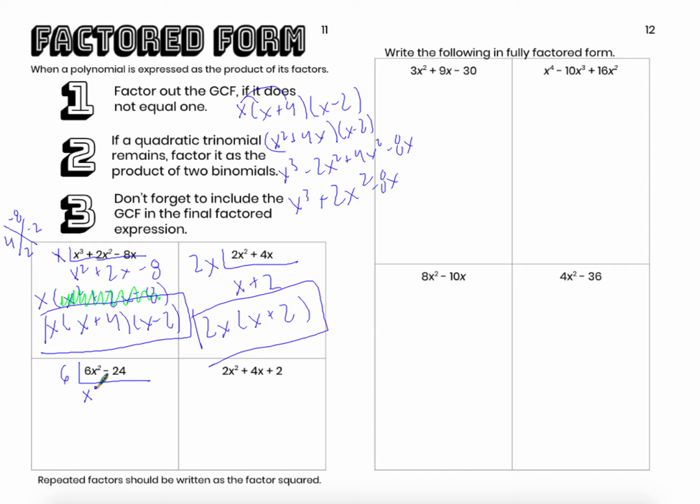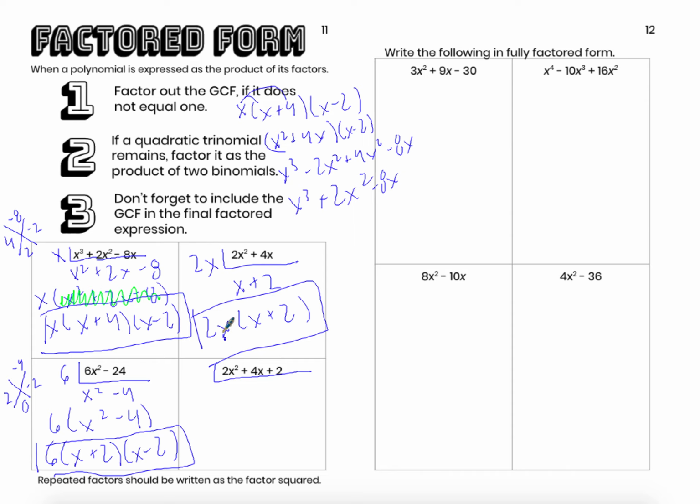Let's try this case. Factor out the GCF of 6. And it may appear that I'm done, but I'm not. X squared minus 4 is one of those honorary quadratic trinomials where I multiply to -4 but add to 0. So 2 and -2. The fully factored form of 6x squared minus 24 is 6 times x plus 2 times x minus 2. The most common mistake is to forget to write that 6 in your final answer. So the GCF needs to be in front of your final answer.